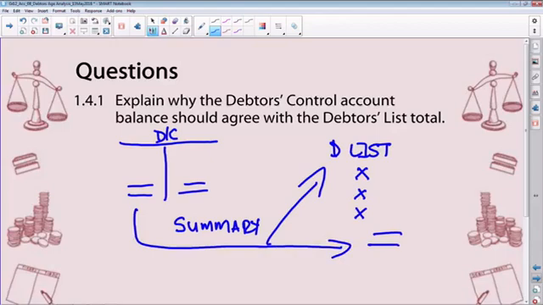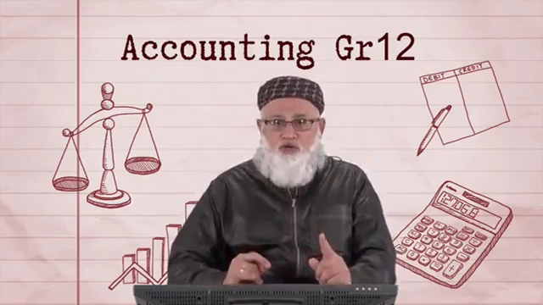Clear? Right. Remembering at all times that when these two do not agree, then it becomes necessary to draw up a debtor's reconciliation statement whereby you reconcile your debtors control account balance with your debtors list.